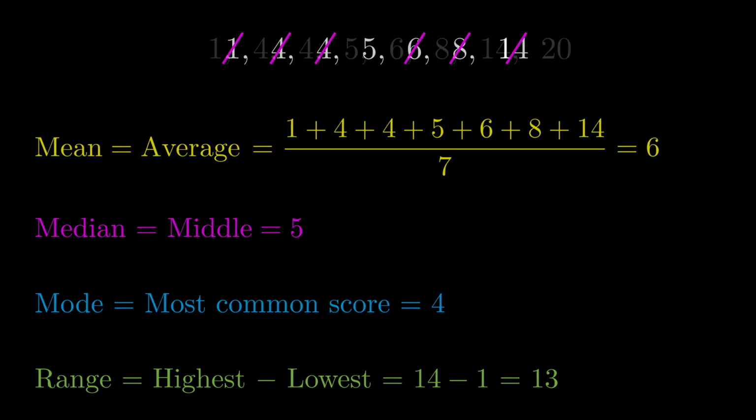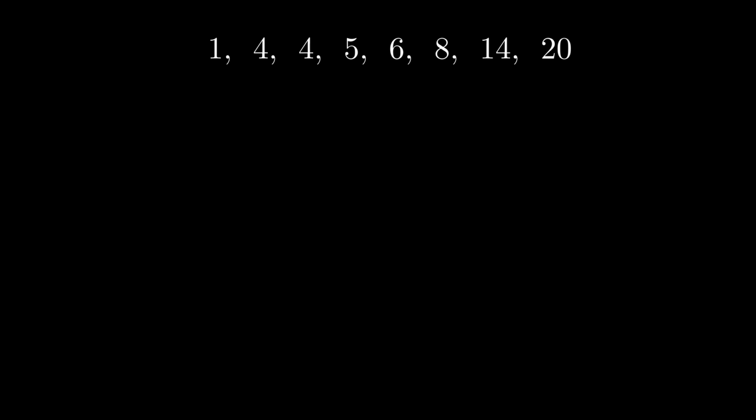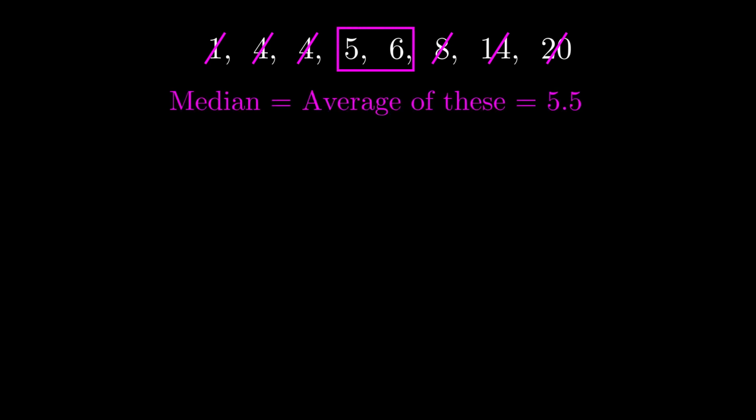Just a quick note on the median: if there's an even number of numbers, then when you get to the middle, there'll be 2 things in the middle. So you get those 2 things and you average them, and the median here would be 5.5. So it doesn't need to be actually a number in the data set. If you get 2 things in the middle, you might need to average them.